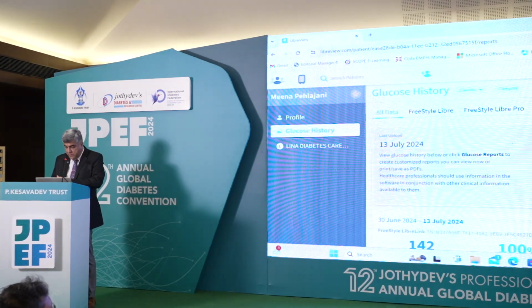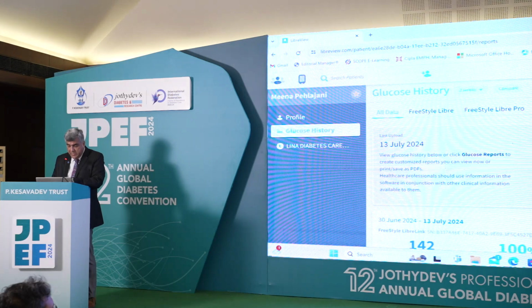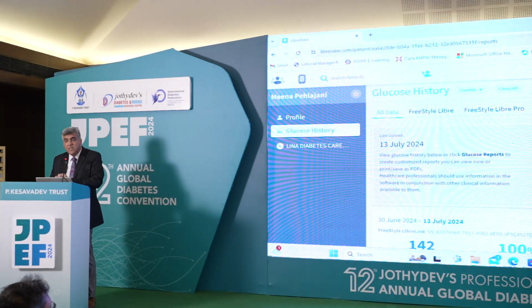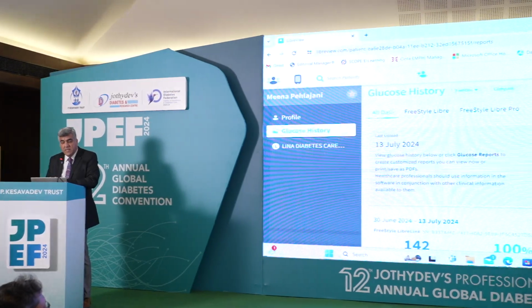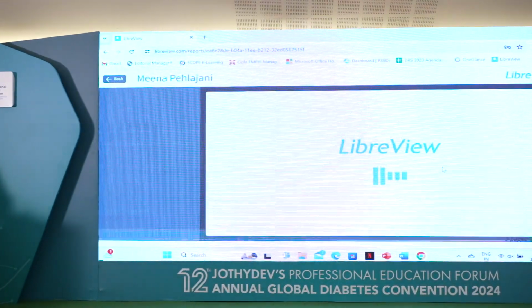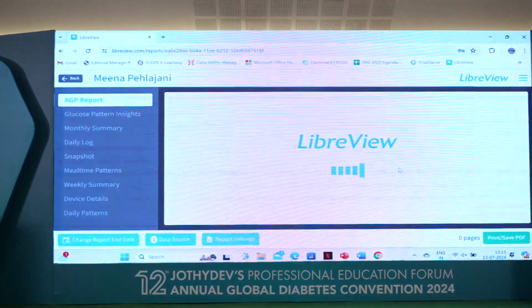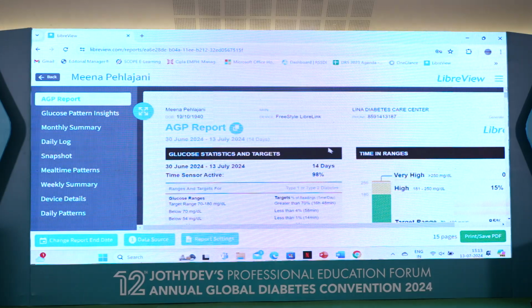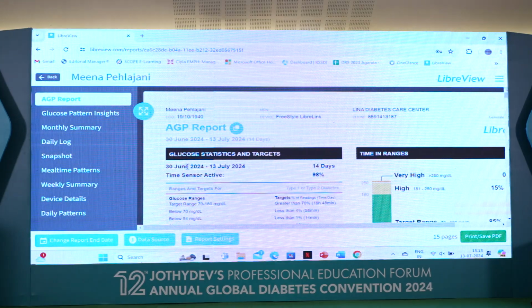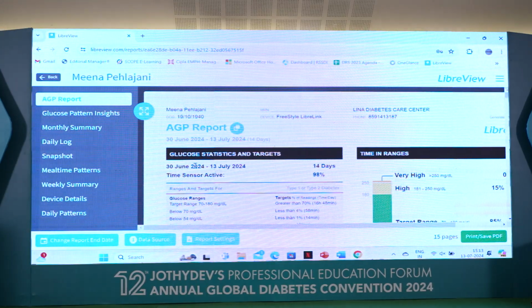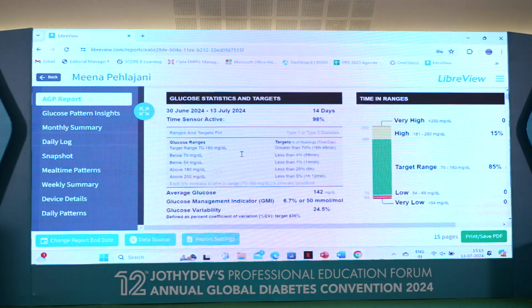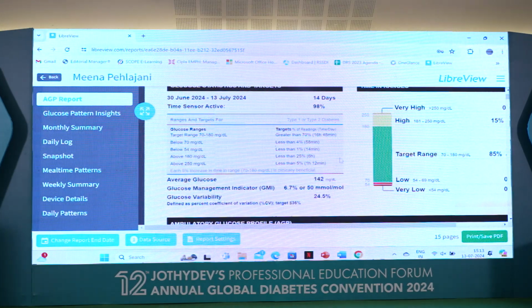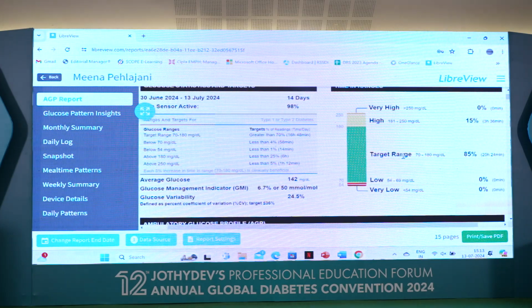I'm getting into this profile and I'm seeing, so this is 13 July, that means this patient is currently using the CGM and I can see the data. So I'm pressing on the glucose reports and the LibreView will generate the current data for me. And this is the data. You can see the sensor data is from 30th June till today, 13 July. What do we see for this individual? She's doing well. What are you interpreting in the report?